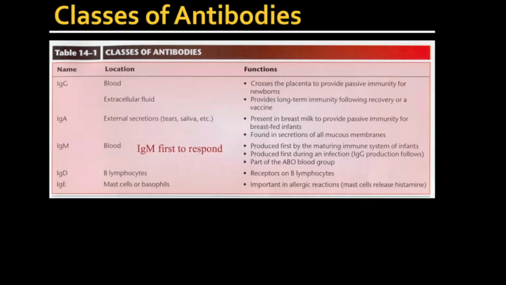The next one I want you to know is IgE. It's located in mast cells or basophils, which are types of white blood cells. And this is the one that's important in allergic reaction. Mast cells release histamine. And histamine is the substance that causes people the most problem in an allergic reaction. So IgE is the one that you see in allergic reactions. So those are the two I really want you to know on this chart.